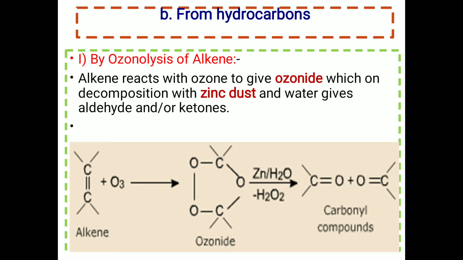Now the first type is where we get aldehydes and ketones from alcohols. The second is from hydrocarbons. In hydrocarbons we have studied mainly two types. The first one is by ozonolysis and the second one is by hydration of alkynes. Now let us study the first, ozonolysis of alkenes.